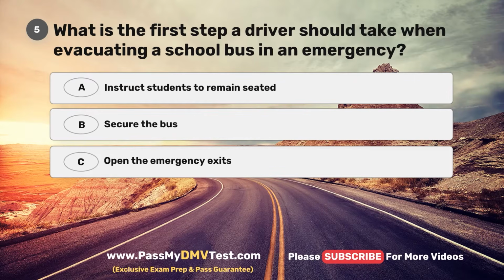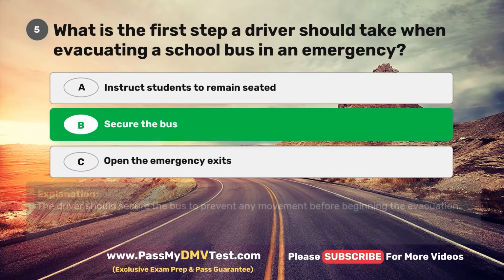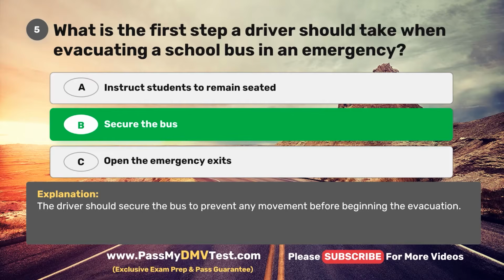Question 5. What is the first step a driver should take when evacuating a school bus in an emergency? A. Instruct students to remain seated. B. Secure the bus. C. Open the emergency exits. The correct answer is B. Secure the bus. The driver should secure the bus to prevent any movement before beginning the evacuation.